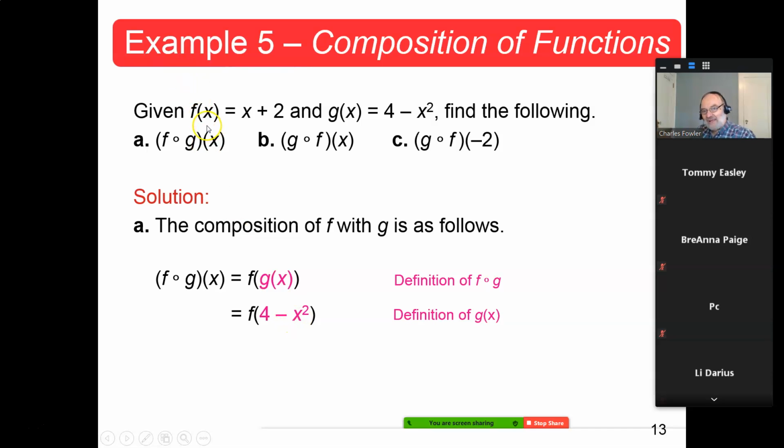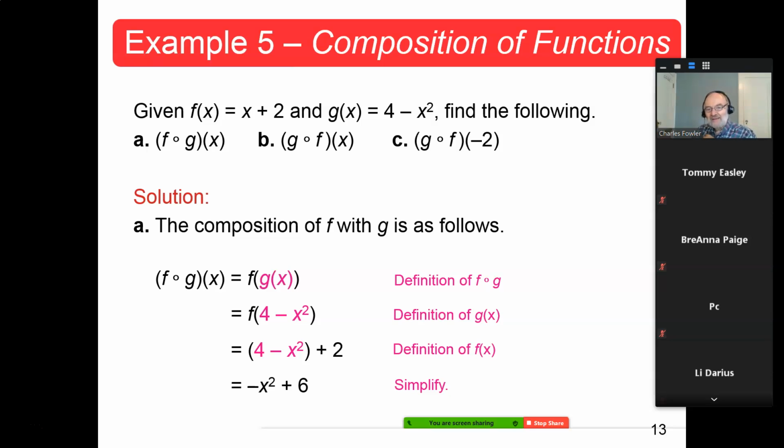F is defined for x. It says whatever's in the parentheses, take it, add 2 to it. So we're going to take this 4 minus x squared and add 2 to it. That gives you minus x squared plus 6. I said 6 minus x squared. It doesn't matter which way you write it.